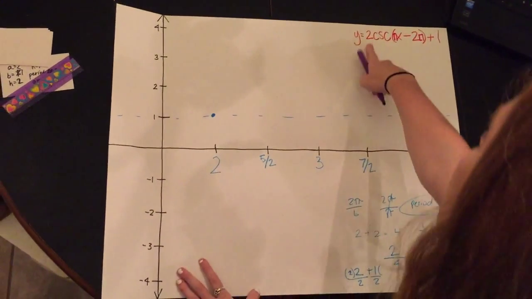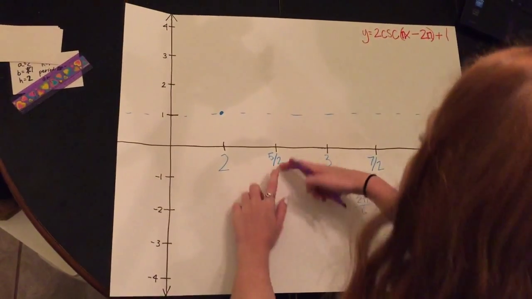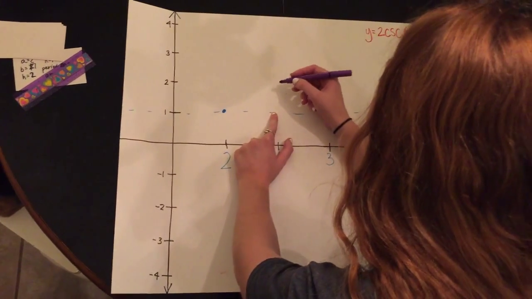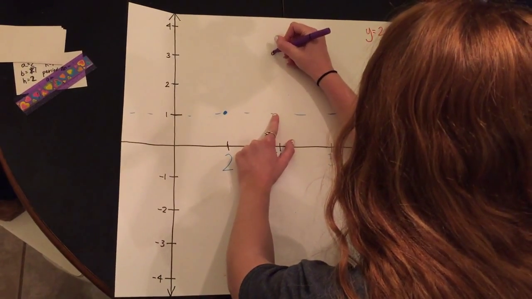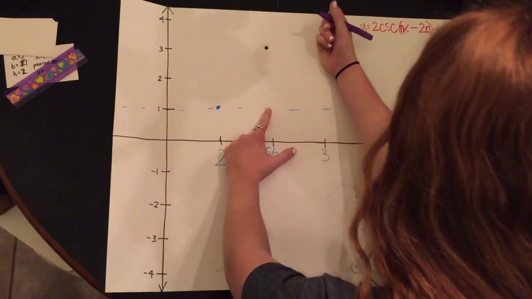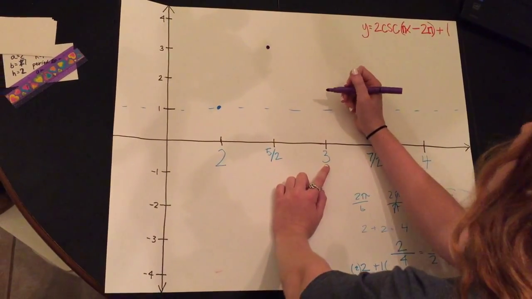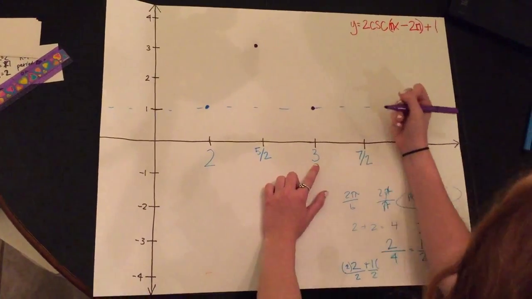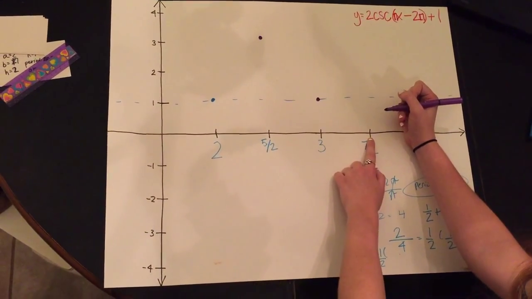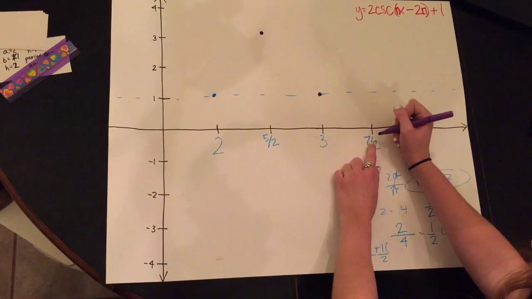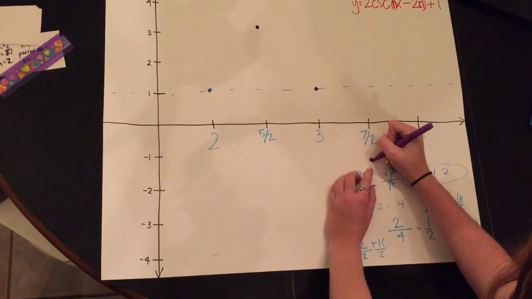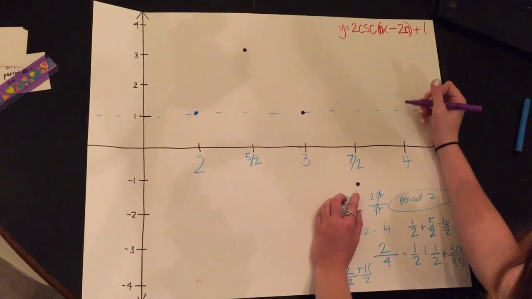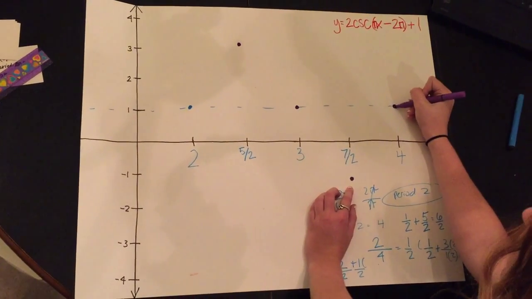Because the amplitude is positive 2, you're going to start at 5/2 and go from the sinusoidal axis up 2 to find your maximum. You're going to bring it back down when you reach 3 to the sinusoidal axis at 3, 1. And to find your minimum at 7/2, you're going to go down 2 from the sinusoidal axis at 7/2, negative 1. And last one, bring it back up to the sinusoidal axis at 4, 1.